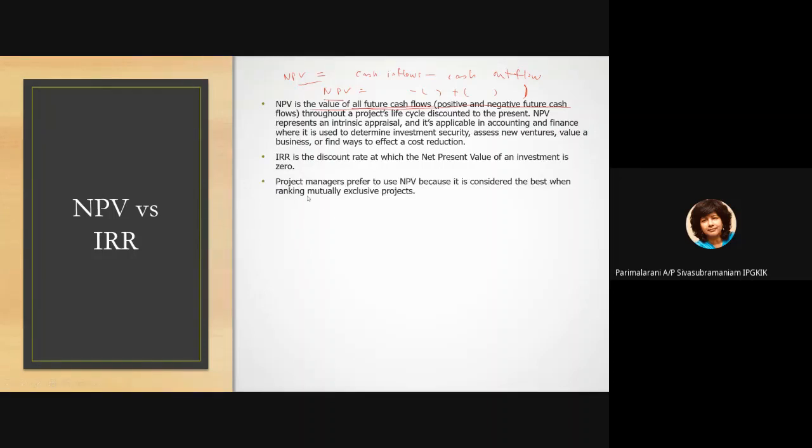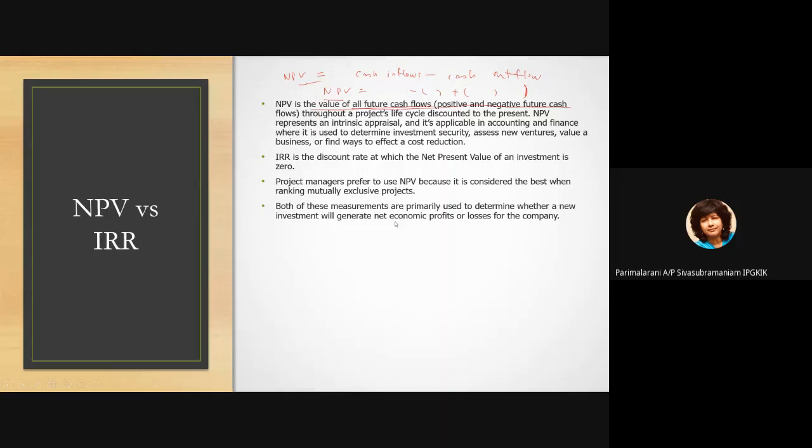Okay. Project managers prefer to use NPV because it is considered the best when ranking mutually exclusive projects. But businessmen prefer IRR because IRR gives you the value in terms of percentage. Straight away they know, okay, rate of return 20%. They know what 20% means, so they prefer it. But project managers prefer to see it in terms of money. If you want to see it in terms of money, then you calculate NPV.